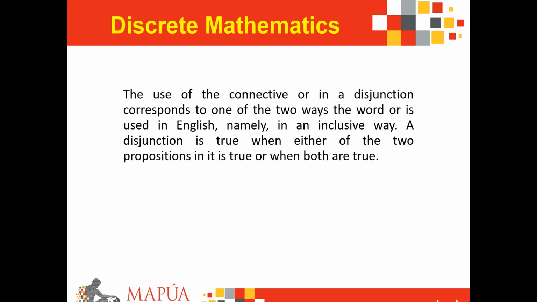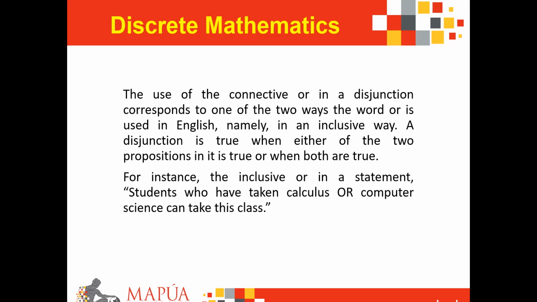The use of the connective OR in a disjunction corresponds to an inclusive manner. When you say inclusive manner, let's look at this given statement. Students who have taken calculus or computer science can take this class. Meaning, from this sentence, it was implied that students who've already taken calculus are able to take this class. Likewise, students who are computer science majors can also take this class. And it was also implied that students who've already taken calculus and at the same time are computer science majors can likewise take this class.